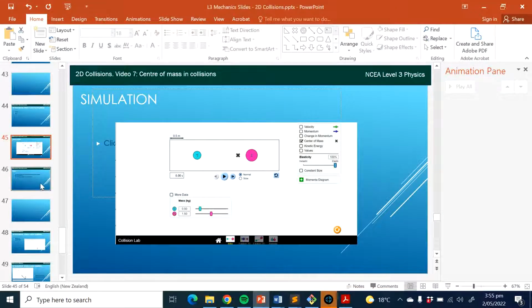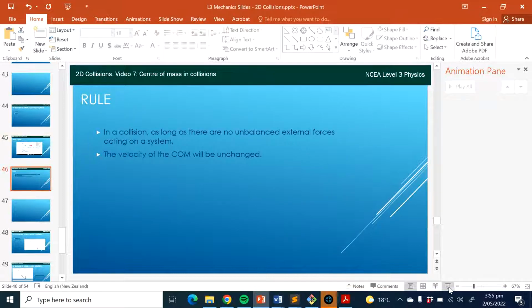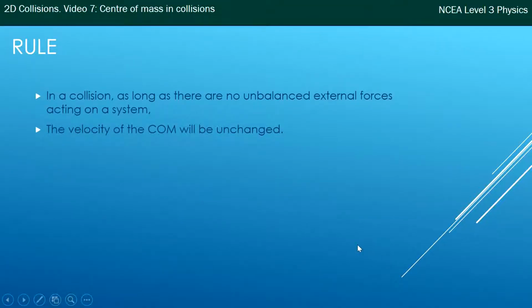And so we've got a rule for that, and that rule is, in a collision, as long as there's no unbalanced external forces acting on the system, the velocity of the centre of mass will be unchanged. So unbalanced external forces means forces from outside. They will change the centre of mass. They will change the velocity of the centre of mass. They'll change how that centre of mass is moving. But otherwise, the centre of mass will just keep going in a straight line, even when they collide. So that's something you need to memorise.